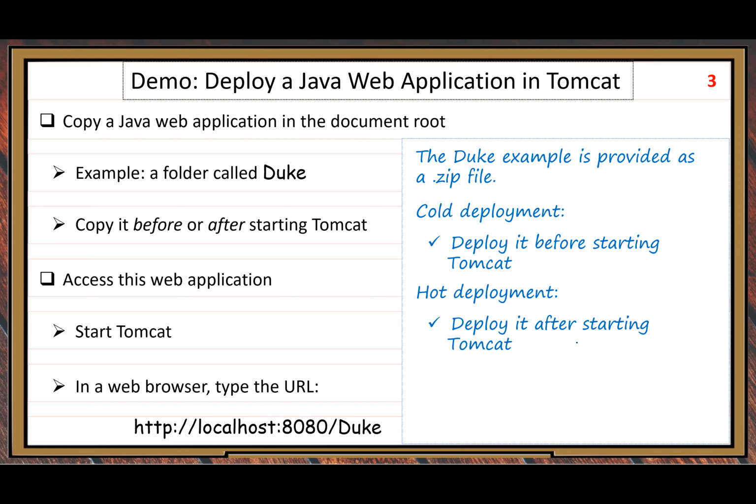HTTP://localhost:8080, the default port, /Duke. We use the default context path, Duke, the folder name. Then you will see the welcome page of that web application. Now, this concept, welcome page. Later, I will spend a lot of time to talk about the welcome page of a web application.